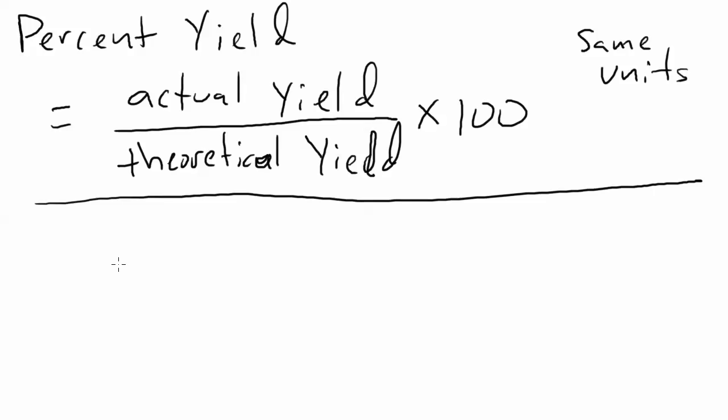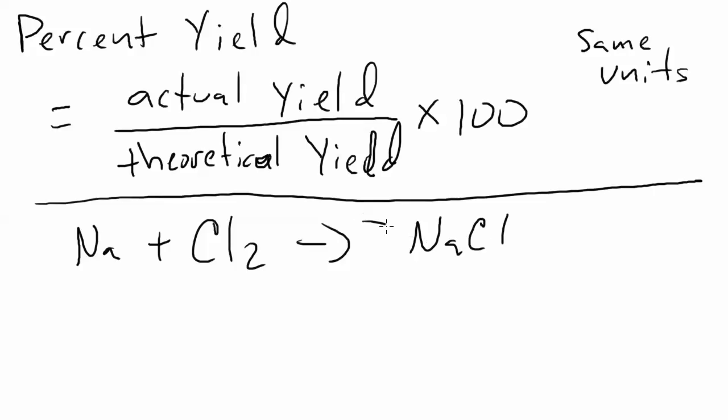Let's say we're going to make some salt. It's a pretty simple reaction. I'm going to take some sodium metal and add it to some chlorine gas, and we're going to make some good old sodium chloride. I'm going to balance that out. Got to make sure you have a balanced equation here.